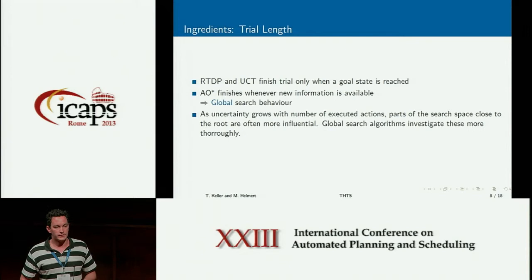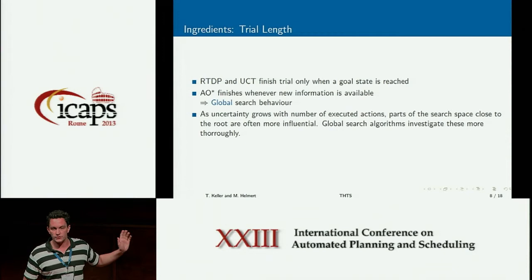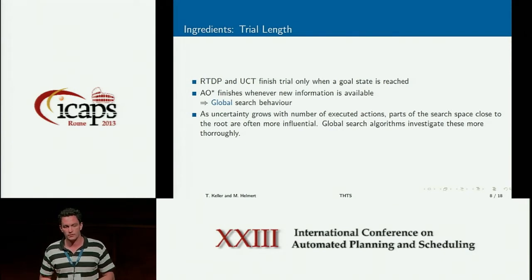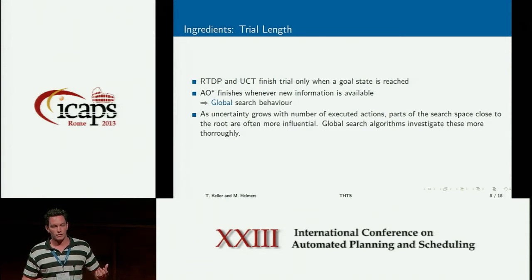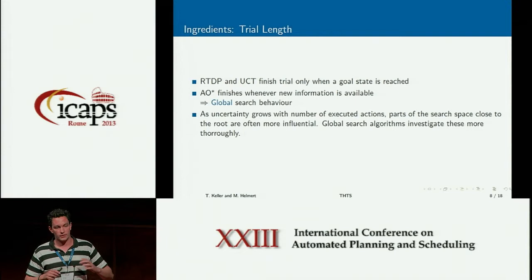Okay, in the algorithms we consider here, there are basically 2 possibilities to implement a trial length limitation. RTDP and UCT, at least the kind of UCT we consider here, there are different implementations of UCT, only finish when a goal state is reached, while AO star has a more global search behavior as it always enters the backup phase whenever new information is in the tree. That means whenever a node is expanded, it propagates the novel information up to the root.